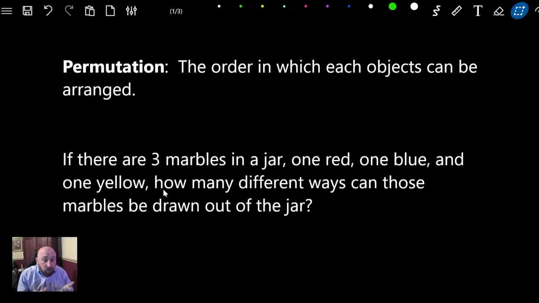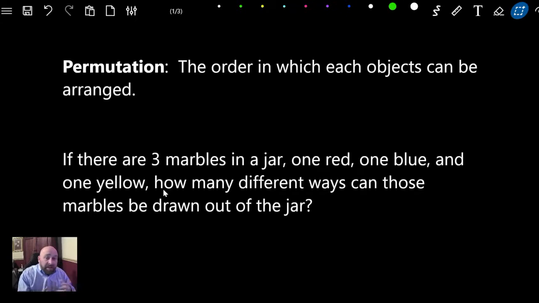So the first way to stick my hand in there and pull something out would be maybe to get a red marble. So if I get the red marble first, now I take the marble and I put it away. I don't put it back in. Now how many marbles are left in there? There's 2 marbles left in there. So I stick my hand back in there, and now I can only pull out a blue or a yellow. Let's say I pull out a blue one next, and I put that one to the side. Now what can I pull out? Well, the only thing left is the yellow marble. So in that case, I pulled out a red, blue, yellow.